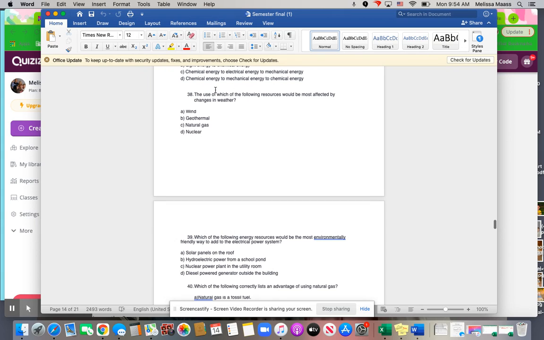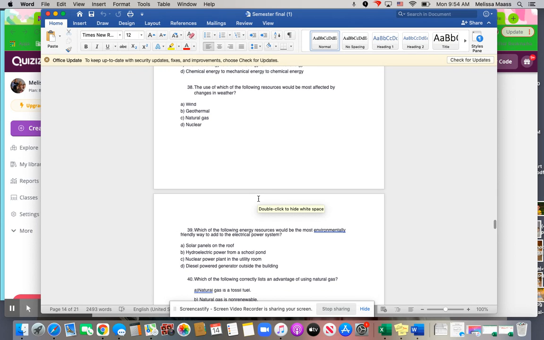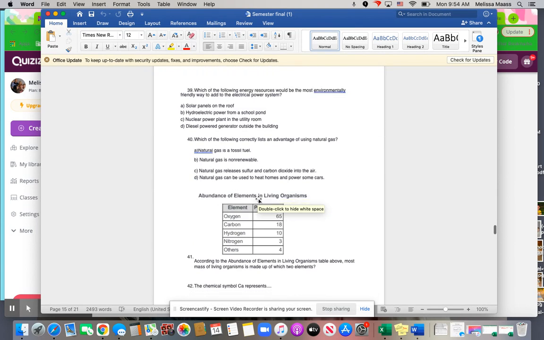38. The use of which of the following resources would be most affected by changes in weather? We went over one similar like this in class, but it's going to be A, wind, all right? Because anytime you think about it, weather changes, we're probably going to have changes in wind.